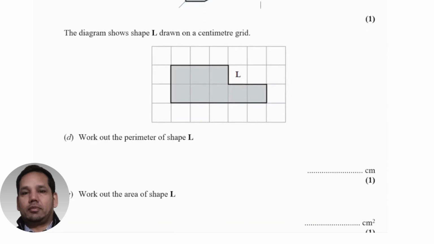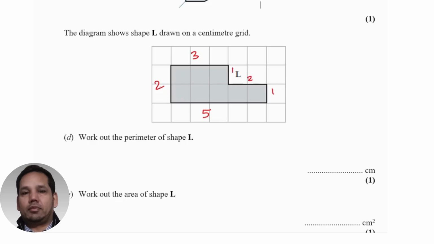So the question says, the diagram shows shape L, drawn on the centimeter grid. Write down the perimeter of shape L. What's the perimeter of shape L? Let's see. The perimeter means we need to find the distance around the shape. So 1, 2, 3, 4, 5 here. 2 here, 1, 2, 3 here. 1 here, 1, 2 here, and 1 here.